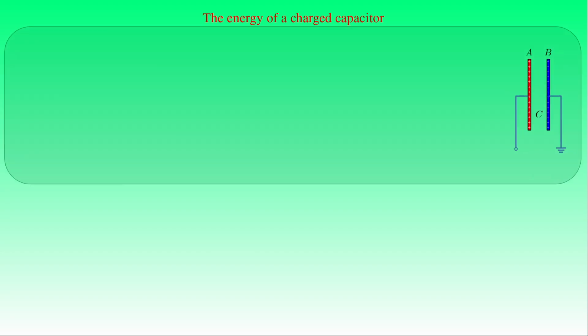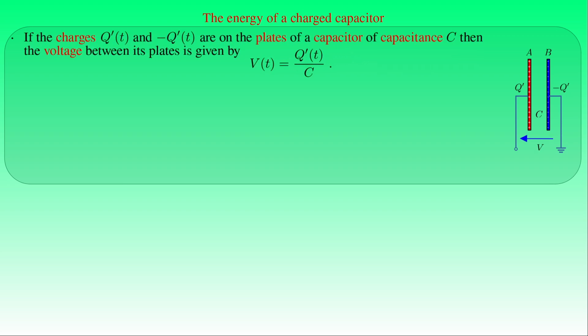We determine the energy of a charged capacitor given by the work required to bring charge to its plates. If the conductors A and B are the plates of the capacitor of capacitance C, then the energy of the capacitor can be calculated as follows. At a given instant of time t, let Q' and minus Q' be the charges on the plates A and B, respectively. Then the voltage V between the conductors is equal to the charge Q' over the capacitance C, where Q' and therefore the voltage V depends on the time t.